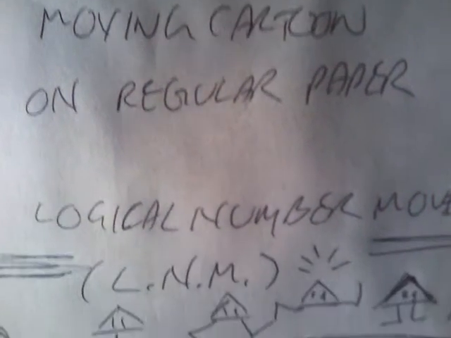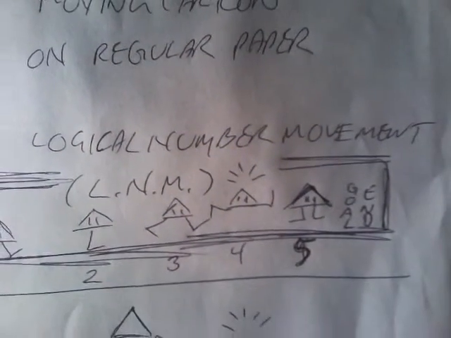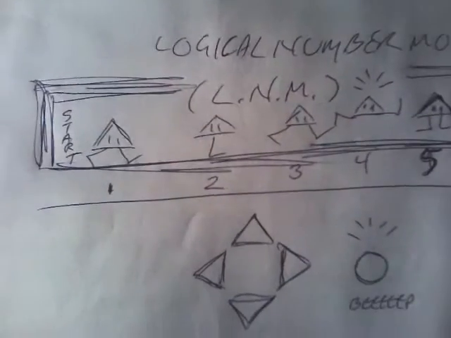You can move a character on a piece of paper, but you have to use a logical number on regular paper. I call it logical number movement, or LNM. Logical number movement means you can move a character in another way. You can always start it somewhere at one point and then move down progressively to the next point to stop it at the goal or end it.